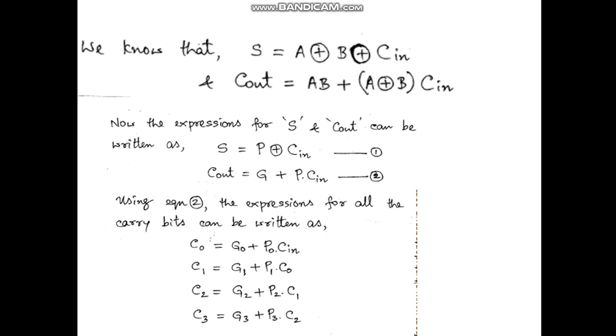So from equation 2, we can get the expression for carry that is generated. Carry at 0th stage is equal to G0 plus P0 into C in. C1 is equal to G1 plus P1 into C0. C2 is equal to G2 plus P2 into C1. C3 is equal to G3 plus P3 into C2.